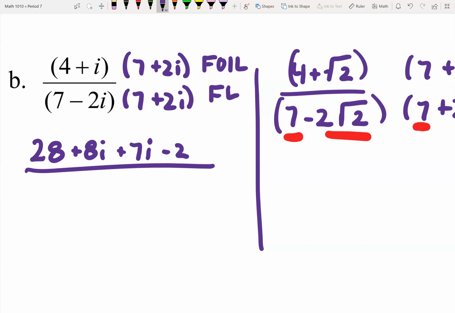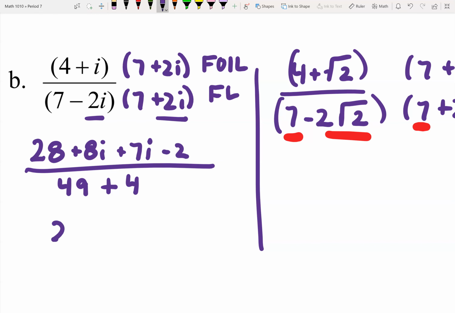If somebody FOILed the bottom, did a full FOIL, would they be wrong? Yes or no? No. They would just waste their time. They're doing things that are not necessary, but it wouldn't be wrong. 7 times 7 is 49. A negative 2i times a positive 2i. A negative times a positive is a negative. 2 times 2 is 4. i times i is i squared. What do we do? Change the sign.